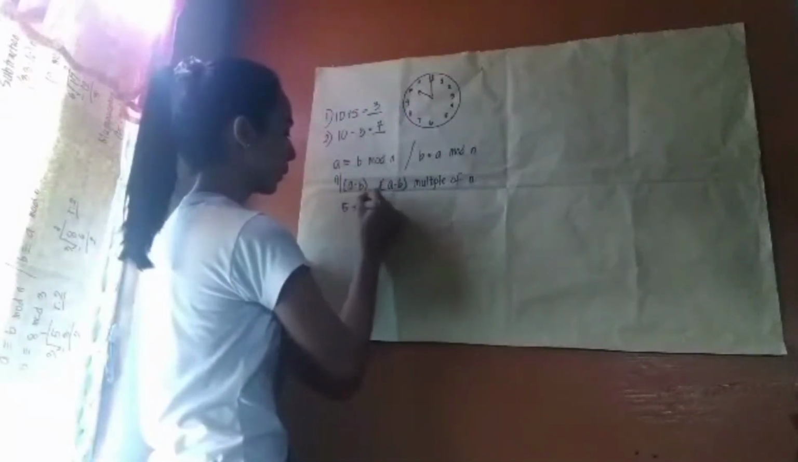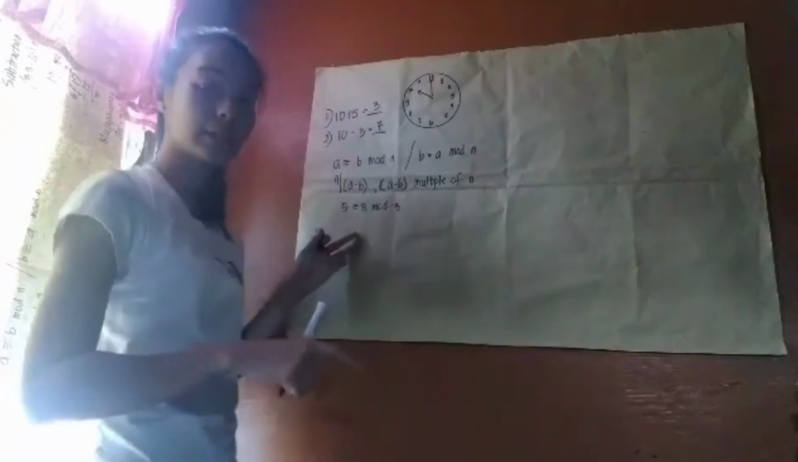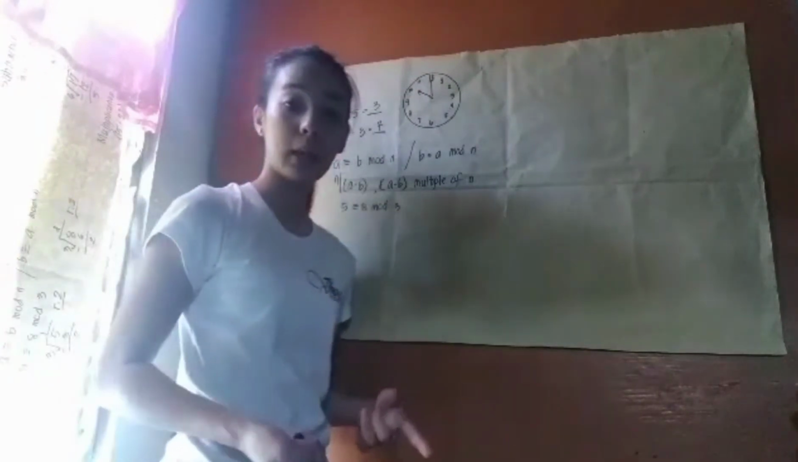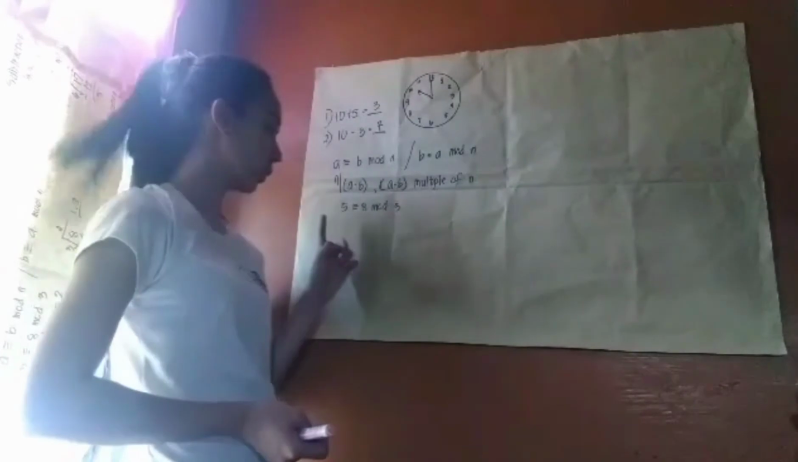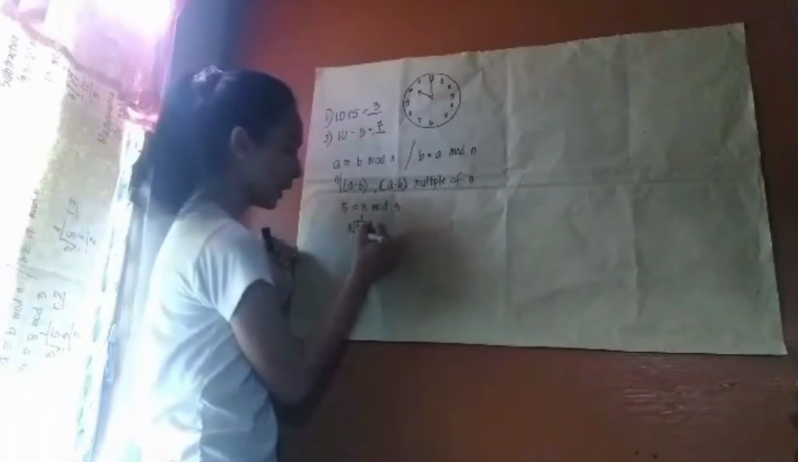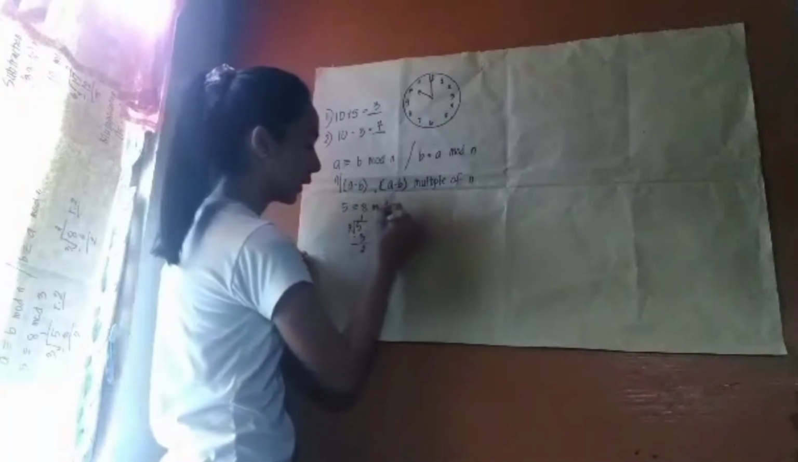If I have a given example of 5 is congruent to 8 mod 3, how do we find whether the given is congruent? Definitely they have the same remainder. All you have to do is divide 5 by n, which is 3. 5 divided by 3 is 1. 1 times 3 is 3. 5 minus 3 is 2. So the remainder is 2.